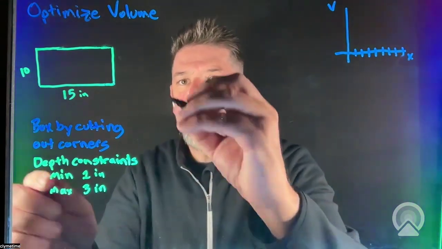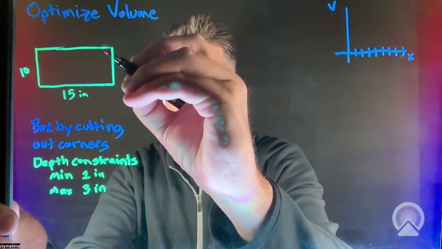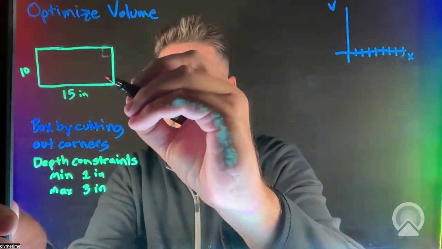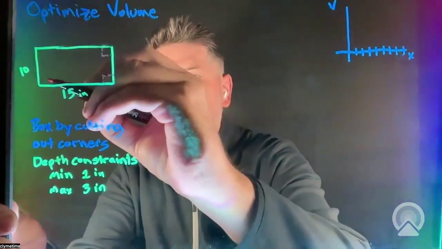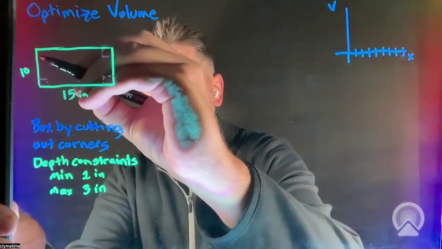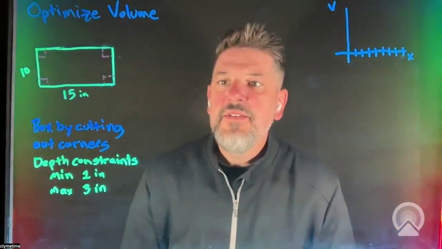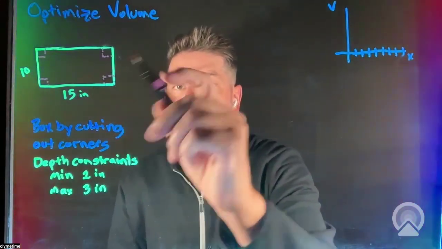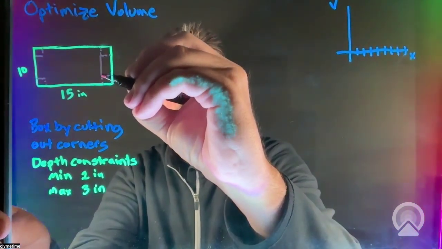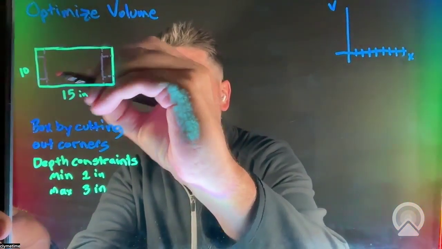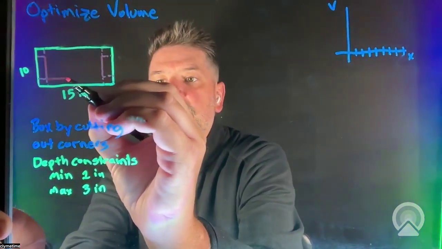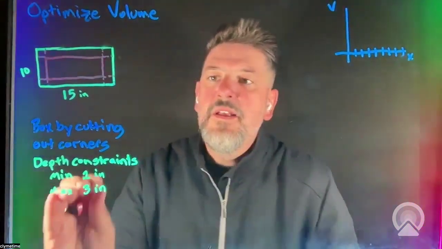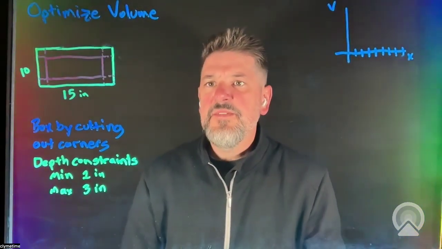So we start by looking at what it would mean if I cut out the corners. If I cut out the corners, that means I'm going to cut out a little box there and a little box here, a little box here and a little box here. If I cut out a little box out of each one of those corners, I would be able to fold up the edges. So imagine a crease here and a crease here and a crease here. And a crease here. All right.